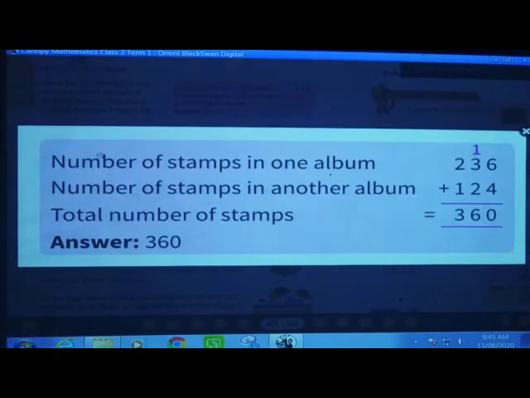Once more I will tell. Abba has 236 stamps in one album. So number of stamps in one album is 236. And 124 stamps in another album. Then number of stamps in another album is 124. How many stamps does she have in all? So total number of stamps there are 360. So here we have done addition. 6 plus 4 is 10. Carry 1 in tens place and 0 in ones place. Then 3 plus 2 is 5 and 1 is 6. So 2 plus 1 is 3.